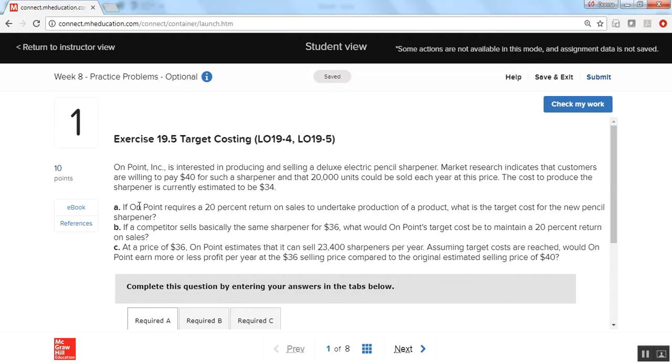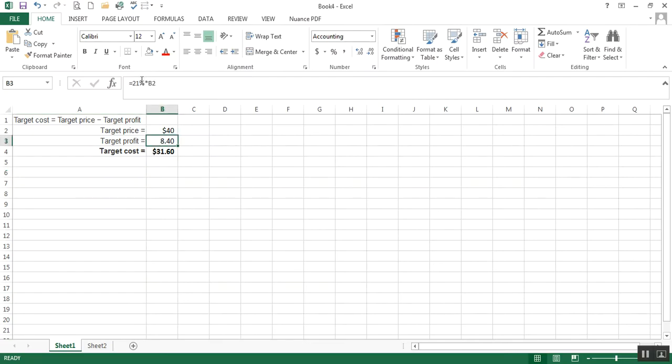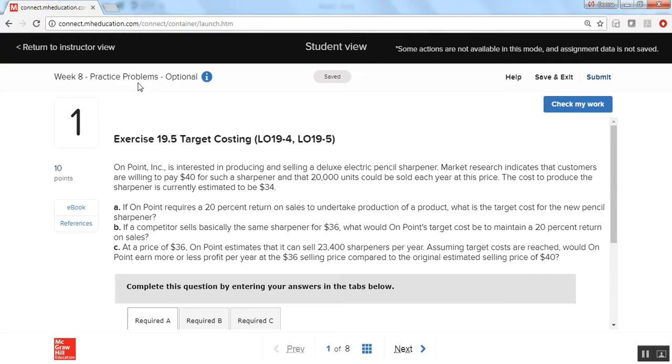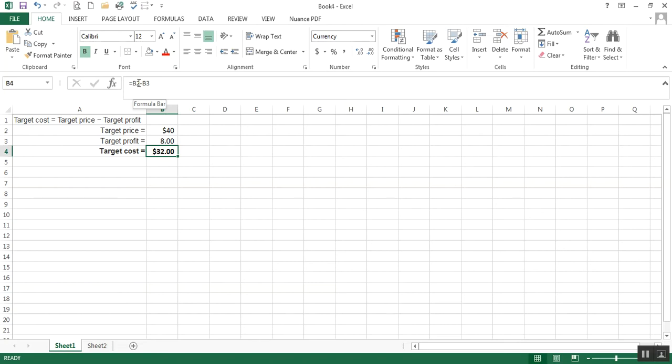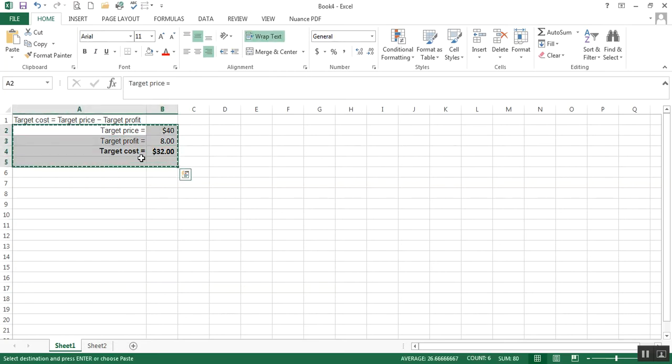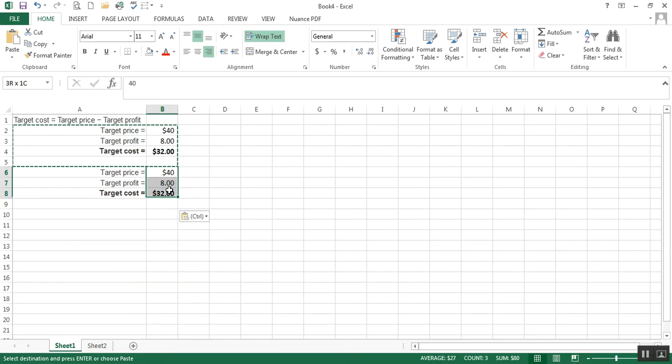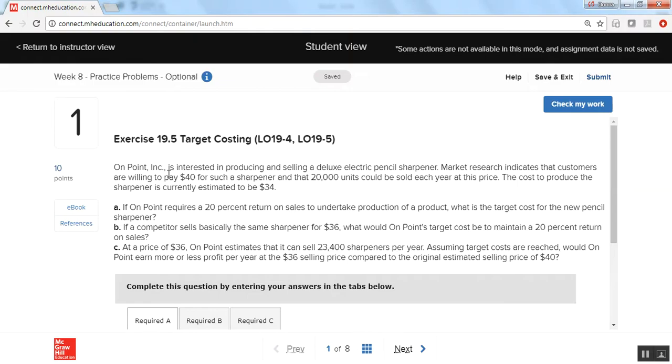If a competitor sells basically the same sharpener for $36, what would OnPoint's target cost be to maintain a 20% return on sales? Sorry, it's 20%, not 21. My bad. So currently their cost is $34 and they need to reduce that to $32 in order to earn a 20% profit. We go through the same process to figure out the new target cost based on the competitor's price.